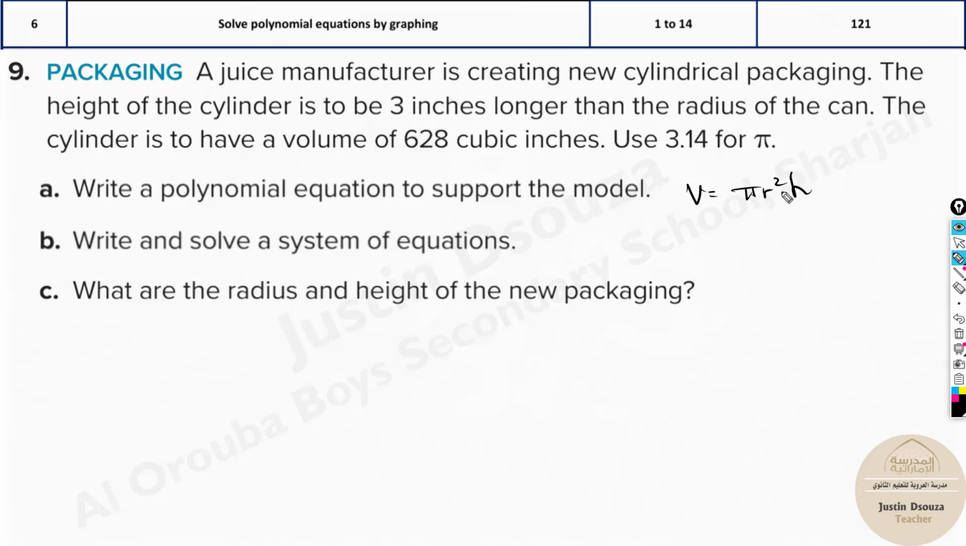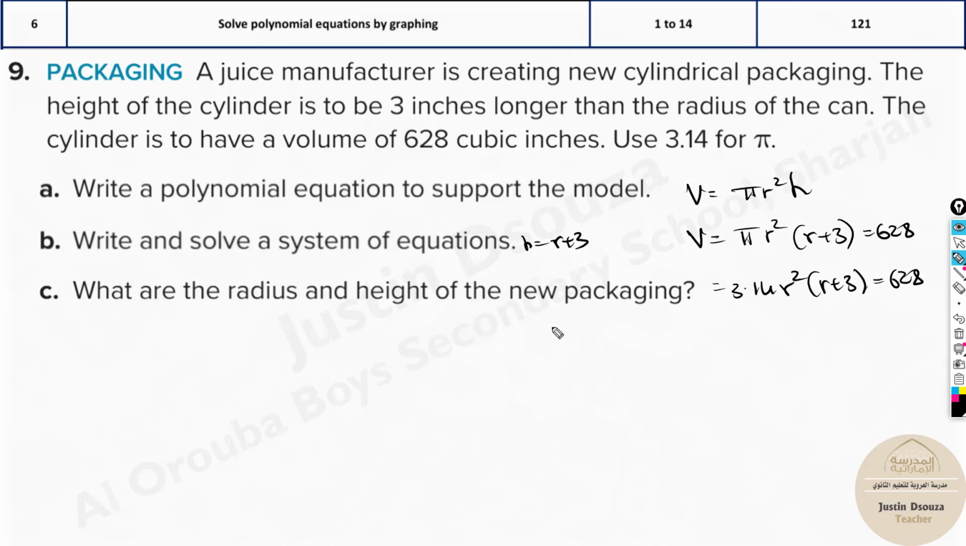Now then, they have told the height is 3 inches longer than the radius. So V is equal to pi r square, r is radius, but what is h? h is equal to r plus 3, that's it. Now the cylinder is to have a volume of 628 cubic inches. That's it. And pi value to be taken is 3.14. So 3.14 r square, r plus 3 is equal to 628. You have to find the value of r.